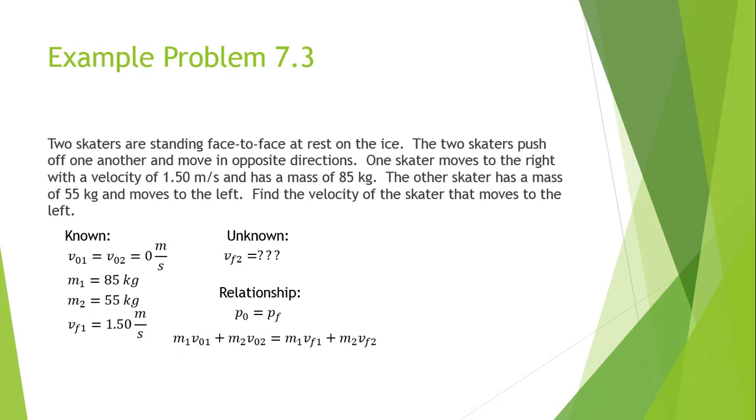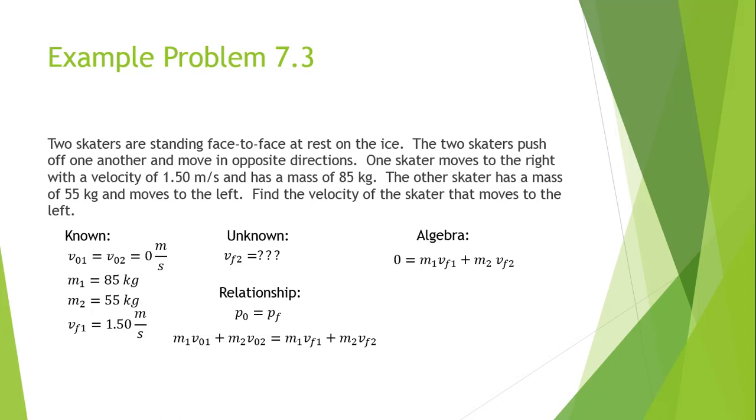So if we write out what initial momentum looks like, it's m1 v initial 1 plus m2 v initial 2 equals m1 v final 1 plus m2 v final 2. Now it's worth pointing out that v initial 1 and v initial 2 are both 0. So the initial momentum of this system is 0. So 0 equals m1 v final 1 plus m2 v final 2.